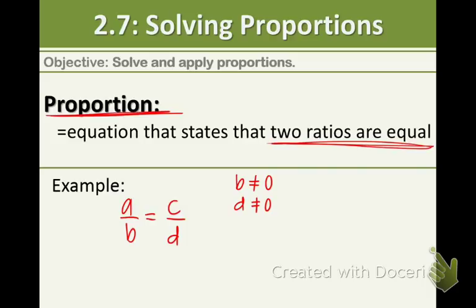And the way that this ratio is read is the following. A is to B as C is to D. So it's literally just two fractions equal to each other. That's what a proportion is. And we're going to learn a couple different methods on how to solve proportions.